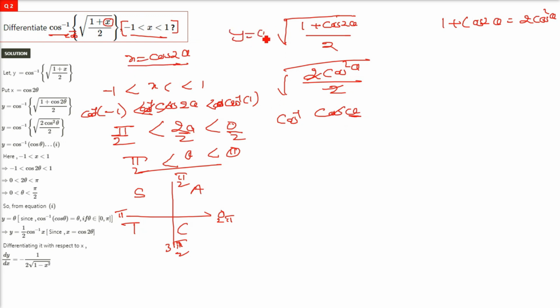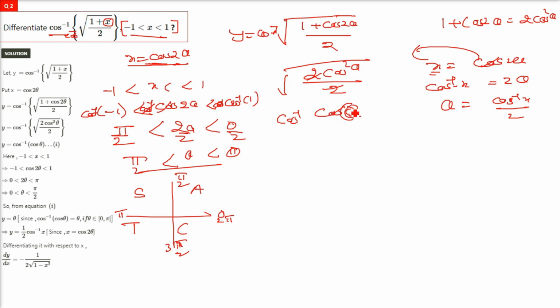You are left only with theta. But now we will be differentiating theta, and we cannot differentiate theta. Theta is what we have introduced. So you have to convert theta into x. Because x is cos 2 theta, this is going to be cos inverse x equals 2 theta. So theta is going to be cos inverse x divided by 2. So differentiating theta means differentiating cos inverse x by 2.